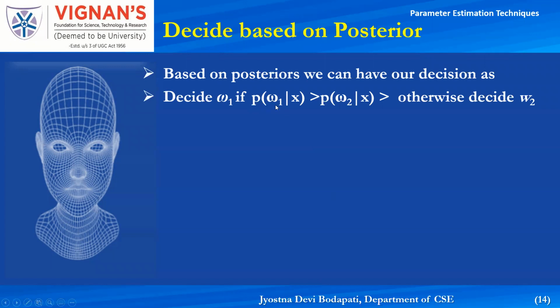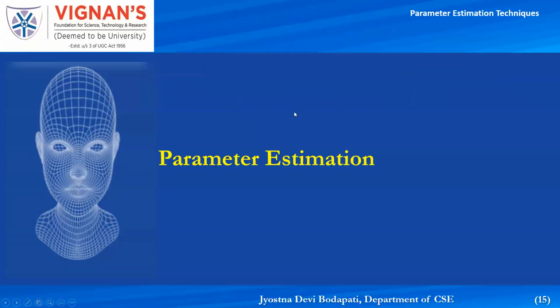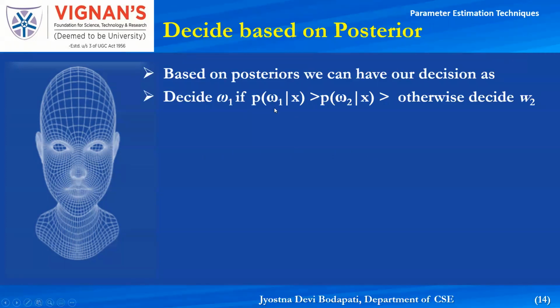So what is this probability of omega 1 given X? What does it indicate? This indicates the probability that the given example X belongs to class omega 1. And this probability indicates the probability that the given example X belongs to class omega 2. If this is greater, then assign to class omega 1. If this is greater, then assign to class omega 2. That's how we can take the decision based on the posterior. In the next class, we'll see the class conditional density function, how to compute it, and how to compute the errors. What is the error that we are incurring? We'll see that in the next class, okay?